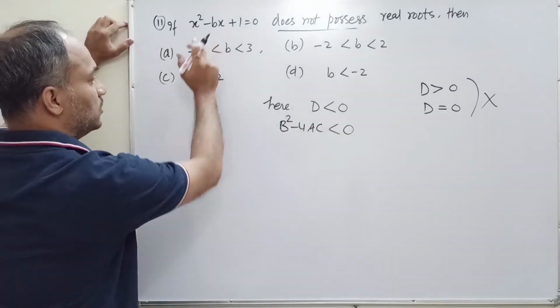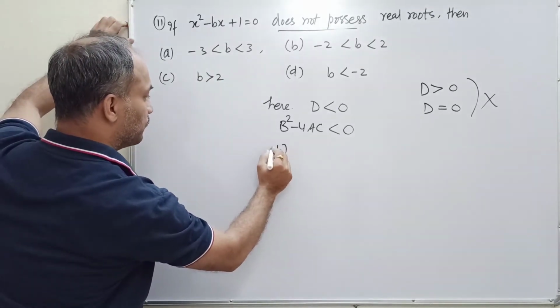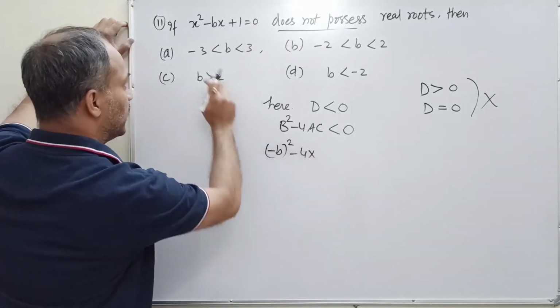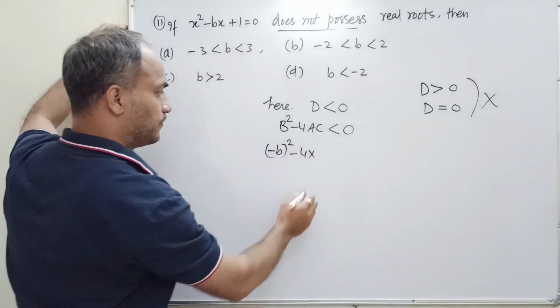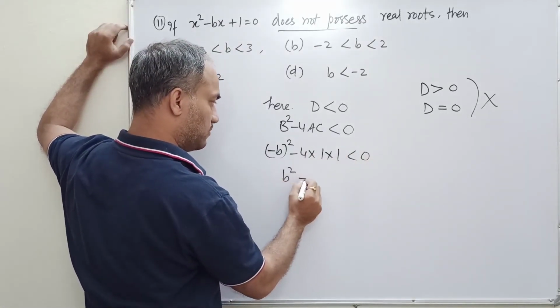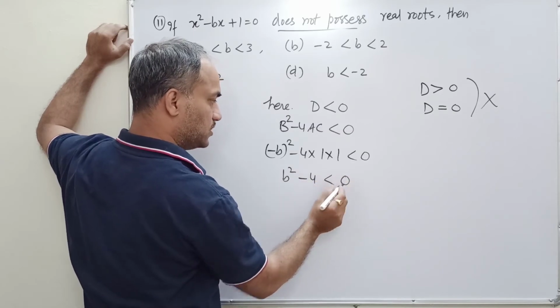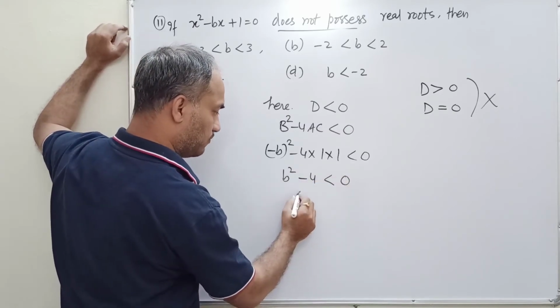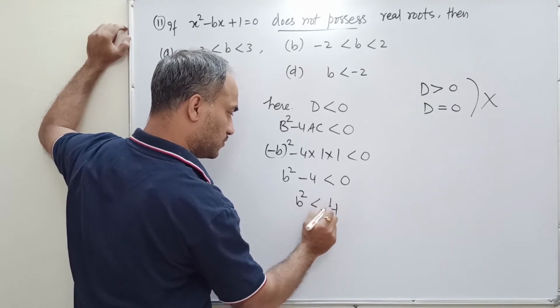So put the value here. B is minus B minus 4 into A. A is 1 and C is also 1. So B square minus 4 less than 0. So B square is less than 4.